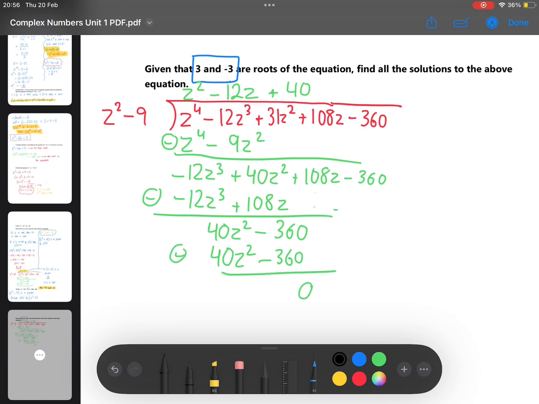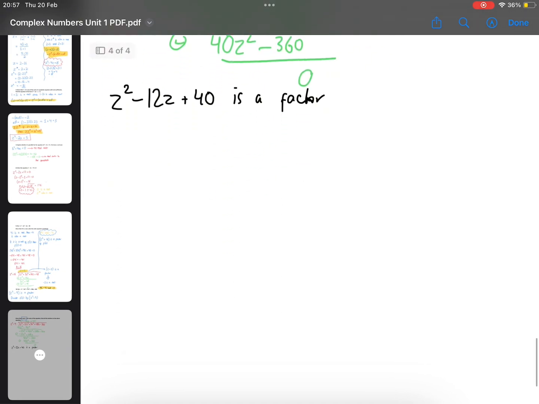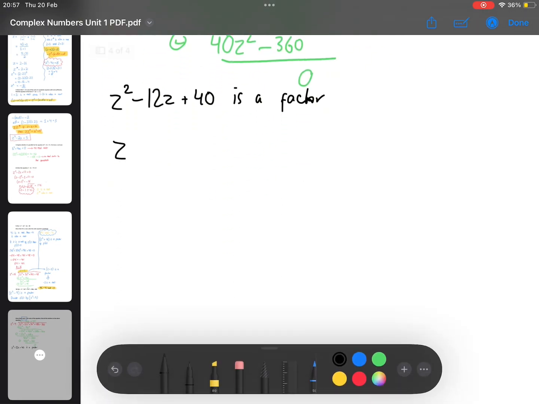And so we have z squared minus 12z plus 40 is a factor, and we just need to find the solutions to this equation, and those will give us our other 2 roots. So I'll use my favourite method of completing the square for this one, but remember you can use the quadratic formula. You can probably even use your calculator to do this. Some calculators can anyway.